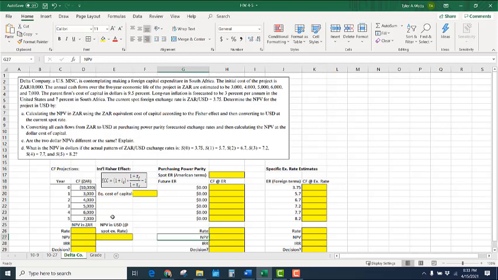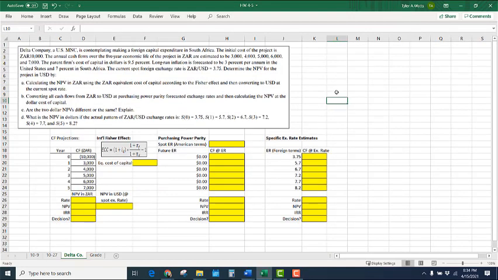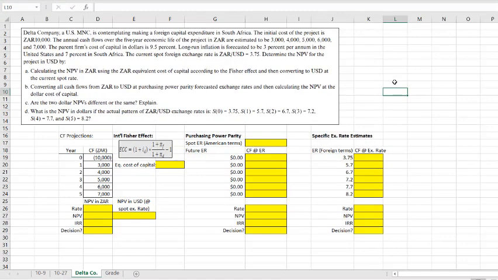Okay, now we're looking at a problem from our current textbook. This is a pretty straightforward NPV scenario, investment analysis scenario for a multinational company. So, copied the question from the book. It says, Delta Company, a U.S. MNC, is contemplating making a foreign capital expenditure in South Africa. The initial cost of the project is ZAR, which would be South African Rand, 10,000. The annual cash flows over the 5-year economic life of the project in South African Rand are estimated to be 3,000, 4,000, 5,000, 6,000, and 7,000 Rand.